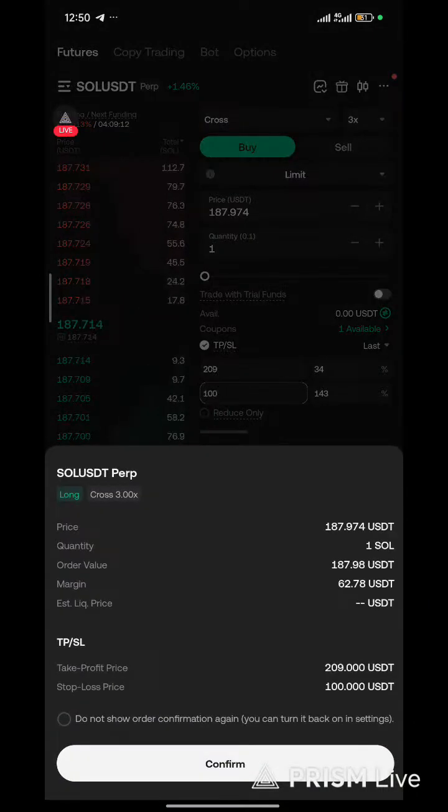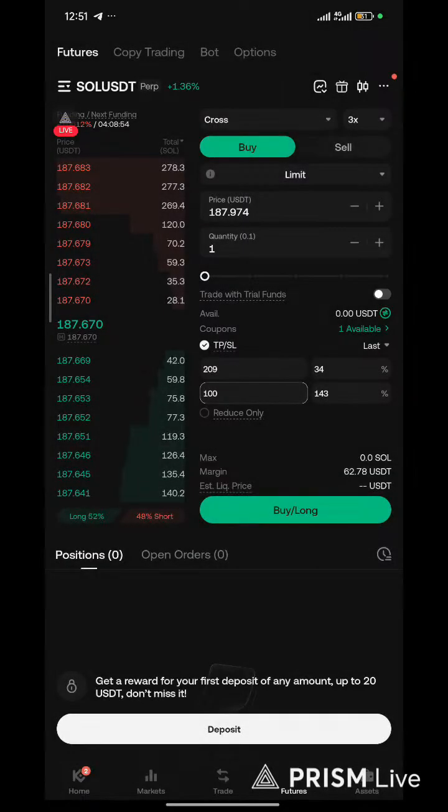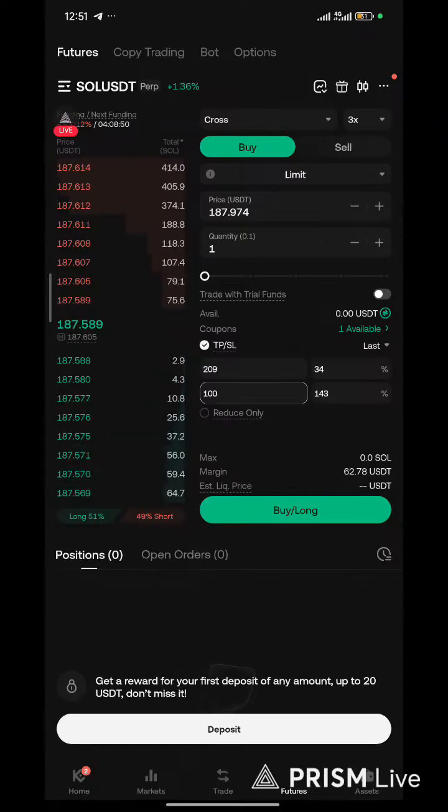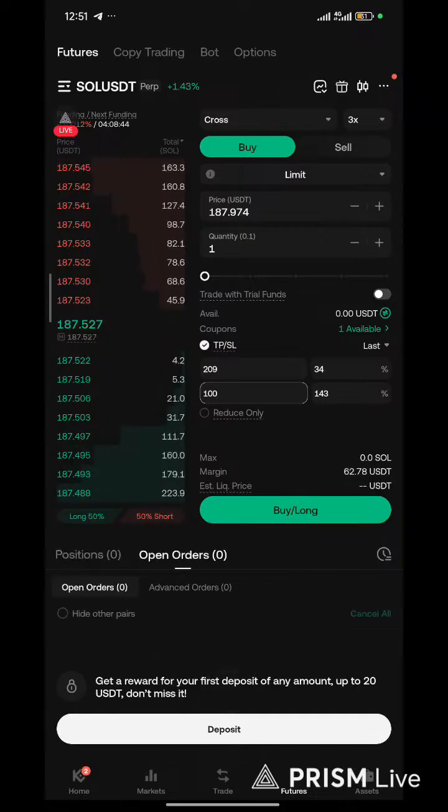Okay, listen. One, order value 100, margin 62.78 USDT. Have you seen? Take profit 209, stop loss 100. You confirm. You click confirm. Once you are sure and certain of what you are doing, from there, once the market triggers, since it's limit, it's going to show my position. That means the market has not yet triggered. But once it triggers, it's going to show my open orders.